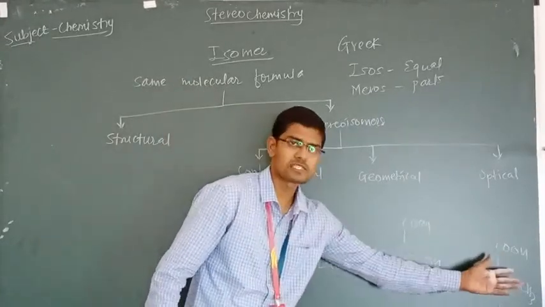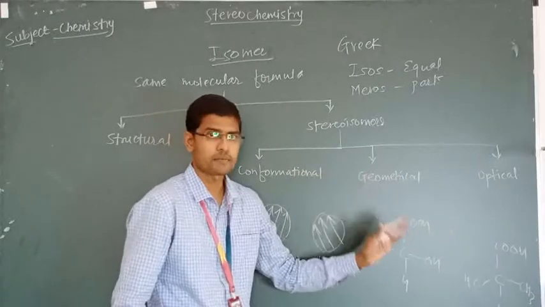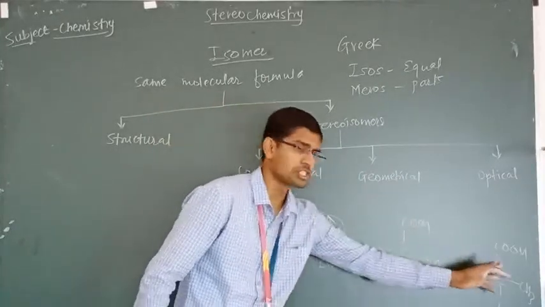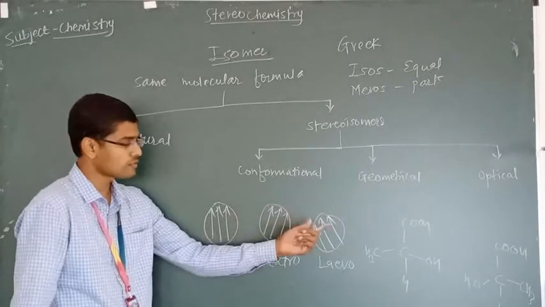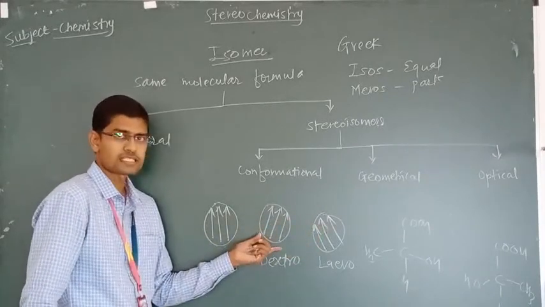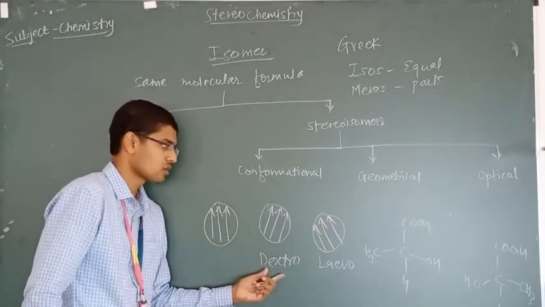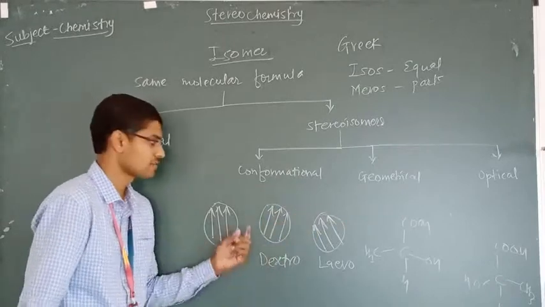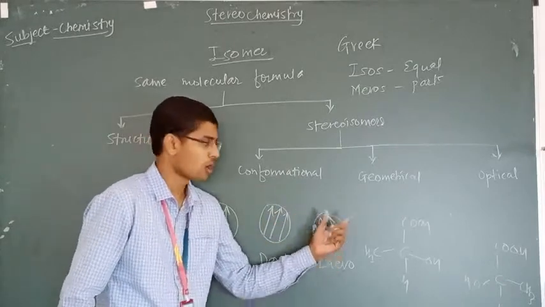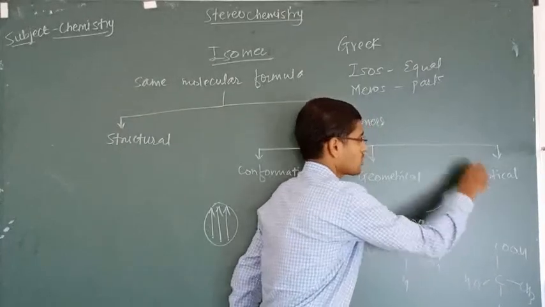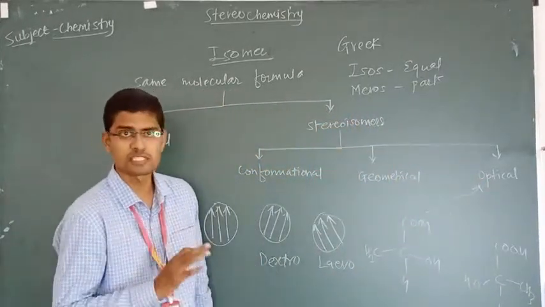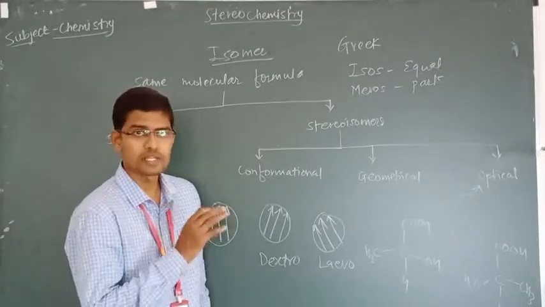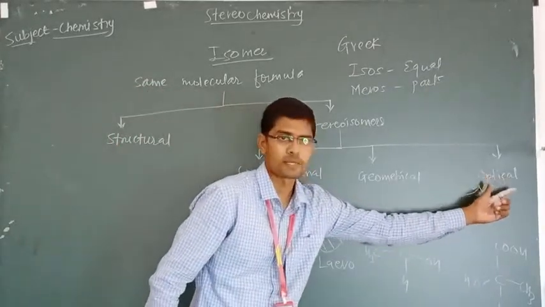Again, some of their physical and chemical properties are also the same, but the orientation of these two compounds towards the plane of plane polarized light is different. One of them rotates the plane of plane polarized light towards the right hand side, which is called dextro, another rotates towards the left hand side, which is called levo, and both of them are called optical isomers, since they are rotating the light in opposite directions and it deals with light.